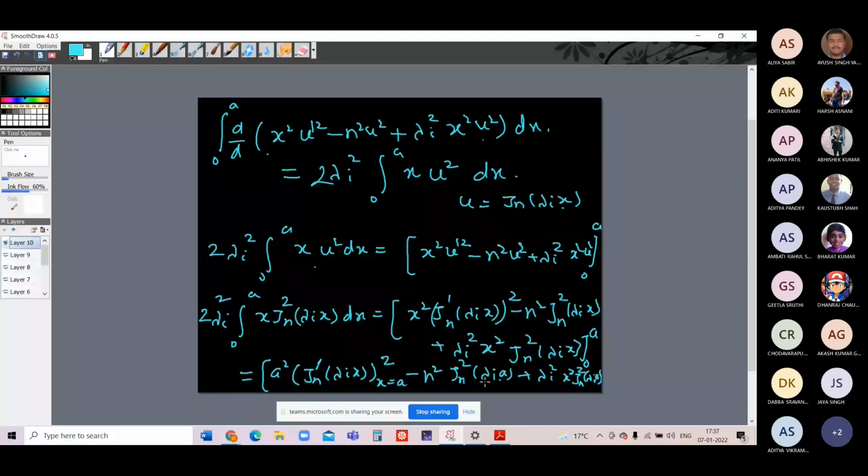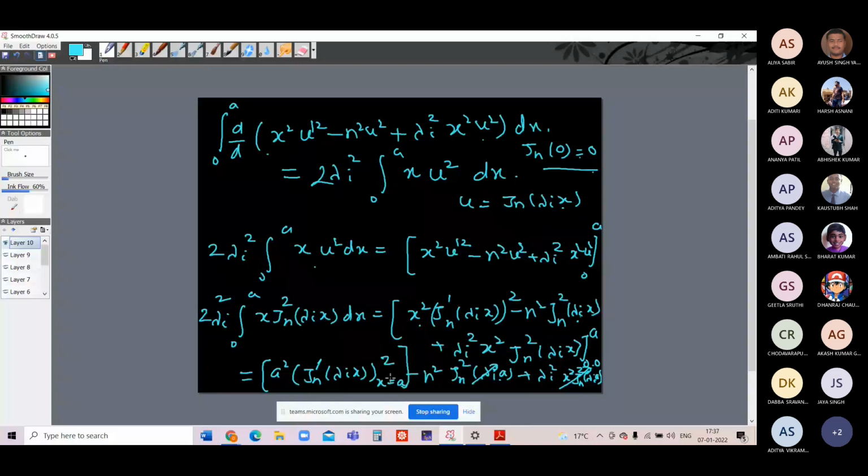And next at the lower limit, when we substitute x is equal to 0, the first term is 0. Then in the second term, Jn of 0: you know that the Bessel function at the point 0 has value 0, so this term will be 0 and the third term will again be 0 for the same reason. So finally we get only this term.